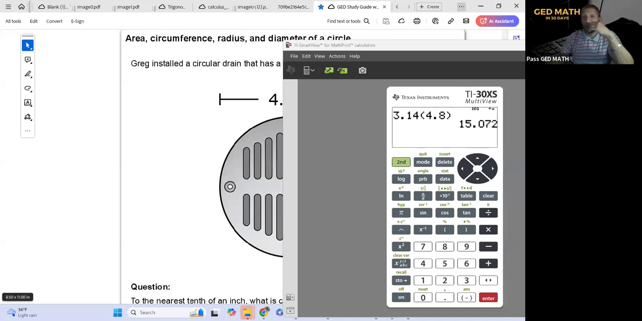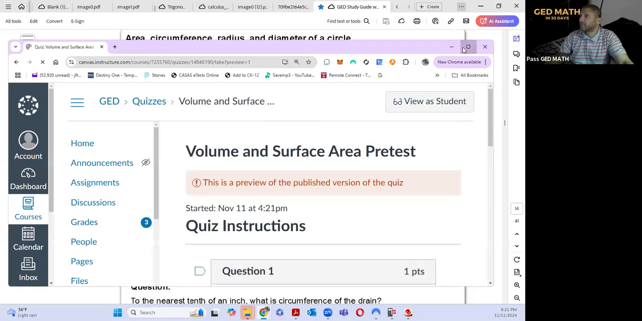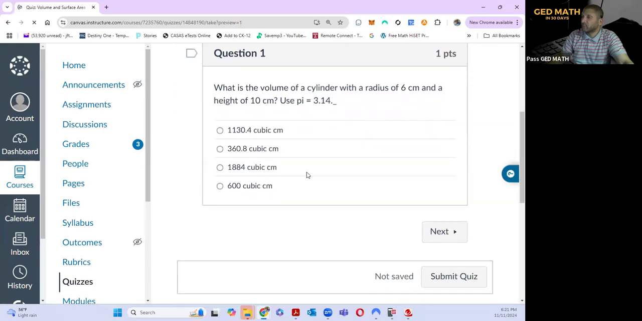Let me see if I can find a problem from my website. Let me find volume right here. Okay, let's go to volume and surface area here. Now, this site that you're going to see is a free site that I created. I made it grab questions from a bunch of different places. I created this site to help you with the issue of word problems.